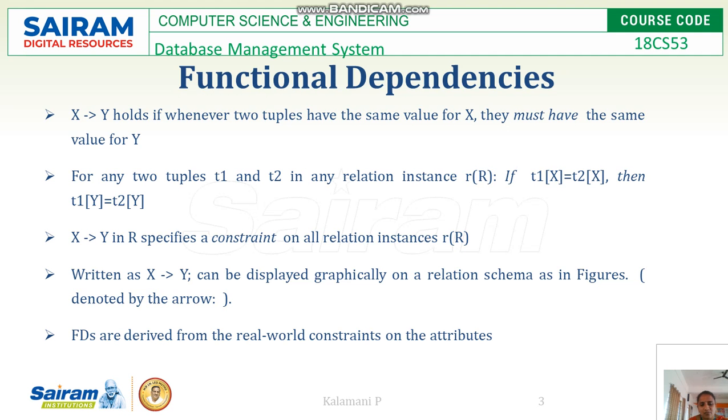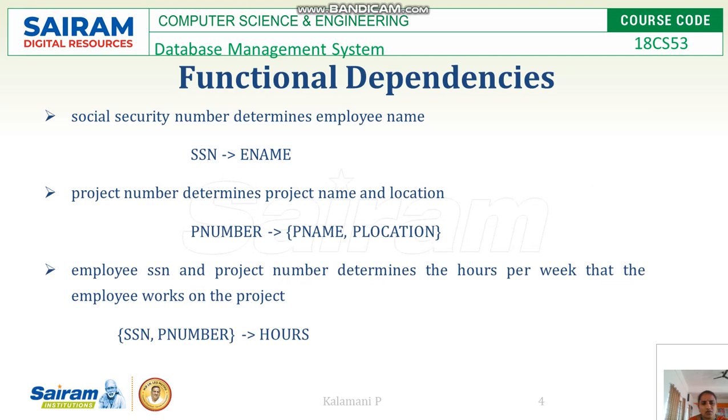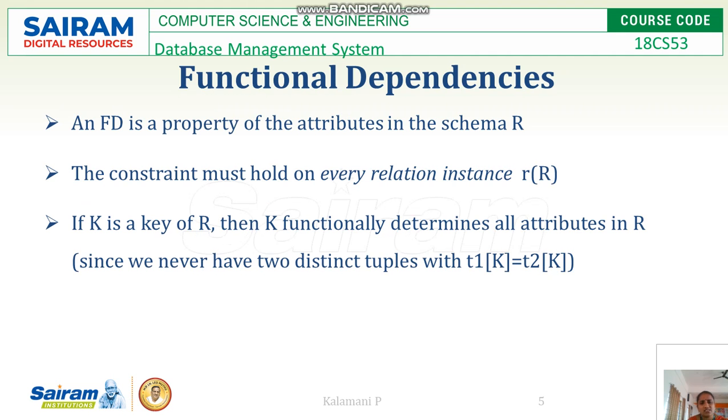So FDs are derived from the real world constraints on the attributes. See here, social security number SSN determines the name of an employee. Project number determines project name and project location. And if we know the SSN and project number together, we can find out the hours. So we can say ename functionally depends on SSN, or SSN determines ename. So an FD is a property of the attributes in the schema R. The constraints must hold on every relation instance.